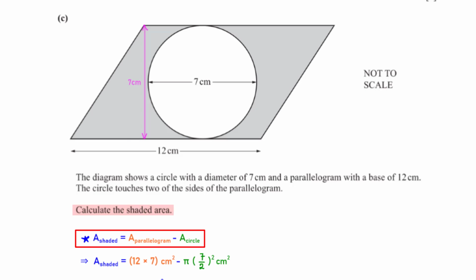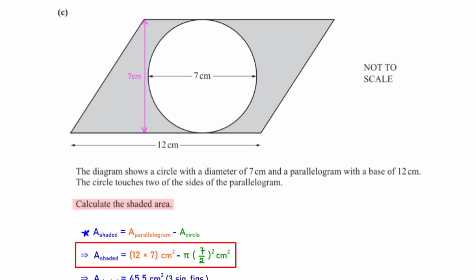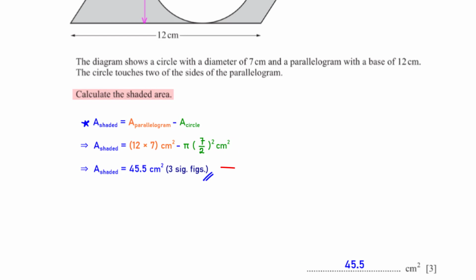The area of the parallelogram is base times height, where the base is 12 centimeters and the height, which is the same as the diameter of the circle, is 7 centimeters. The area of the circle is pi r squared, where the radius r is 7 centimeters divided by 2. When we type this into the calculator, we get 45.5 centimeters squared, rounded to 3 significant figures.